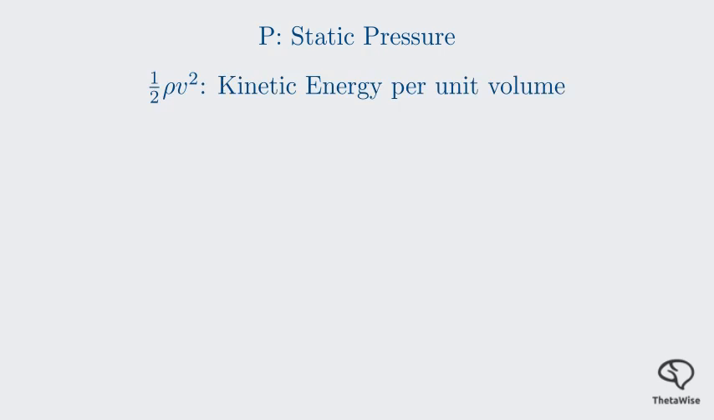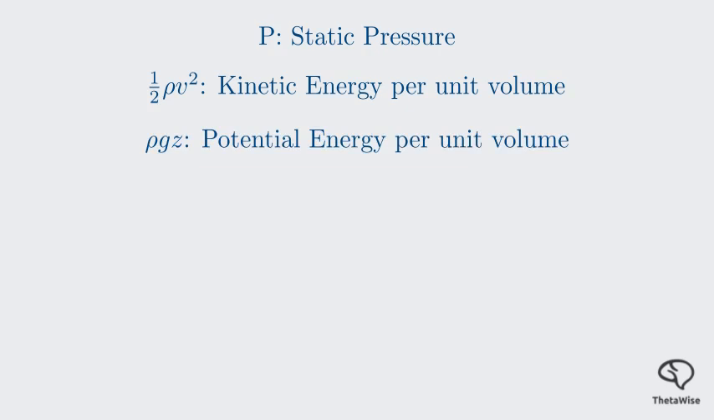Finally, we have the term rho gz. This is the potential energy of the fluid due to its elevation. Rho is density, g is the acceleration due to gravity, and z is the height of the fluid above a reference point. This term represents the potential energy of the fluid due to its position.